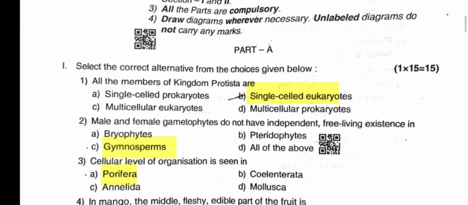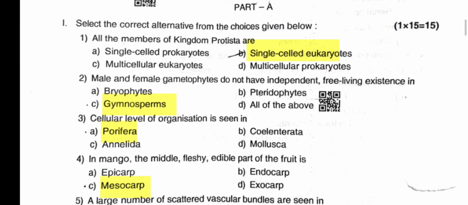Gymnosperms. Cellular level of organization is seen in: option A, Porifera; option B, Coelenterata; option C, Annelida; option D, Mollusca. The right option is option A, Porifera. In mango, the middle fleshy edible part of the fruit is: epicarp, endocarp, mesocarp or exocarp. The right option is option C.